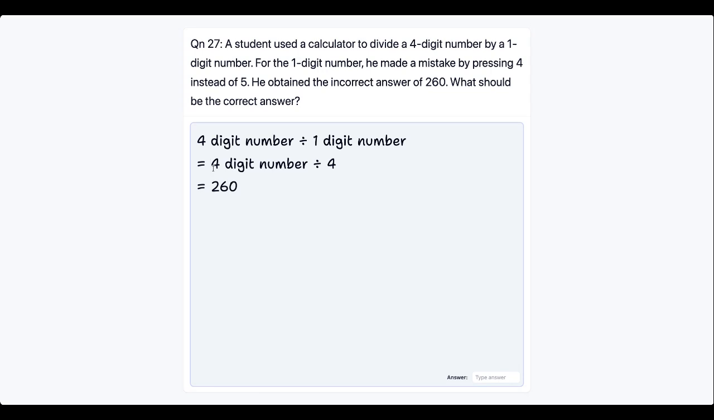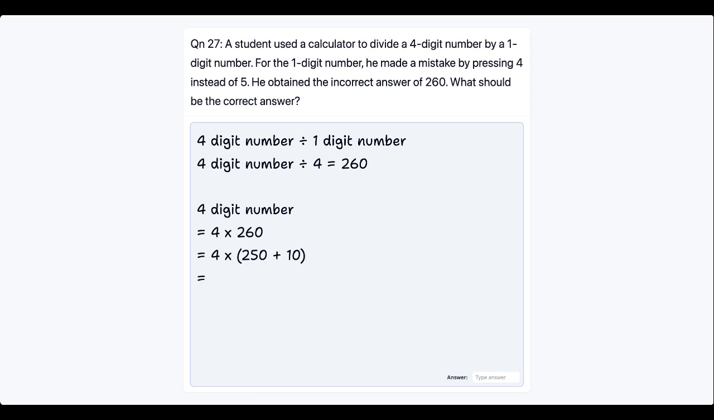So in this case, the 4-digit number divided by 4 is 260. That means the 4-digit number is equal to 4 times 260, right? Usually I'll go to a number that's very familiar to me, which is 4 times (250 plus 10). So that means this will be 4 times 250 plus 4 times 10. This will be 1000 plus 40, and this will become 1040.